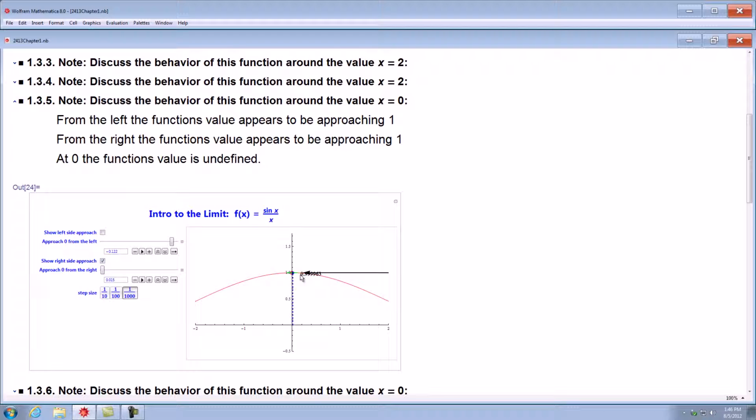1 again. So again, as we approach 0 from the left, the function is approaching 1. As we approach 0 from the right, it's approaching 1. But at 0, the function is undefined.